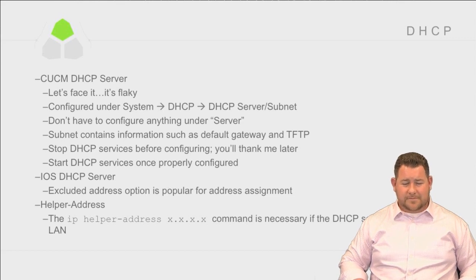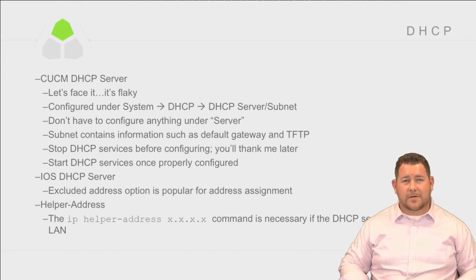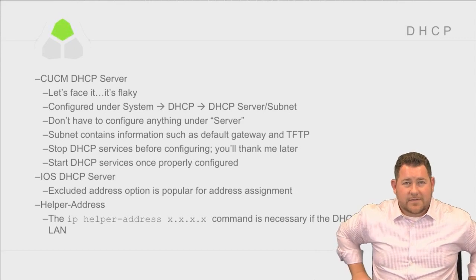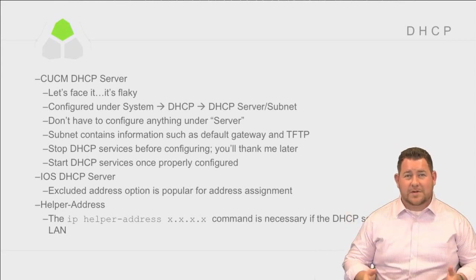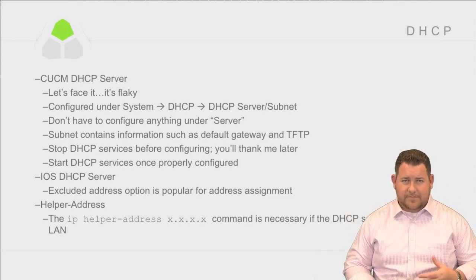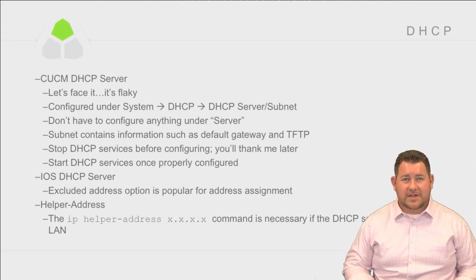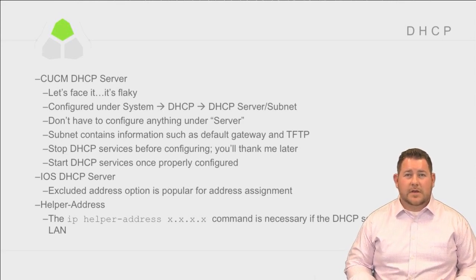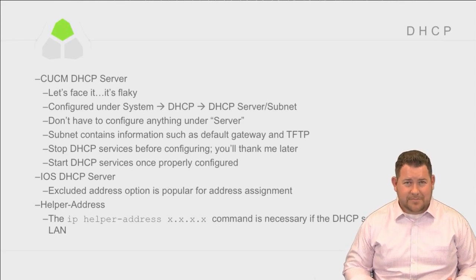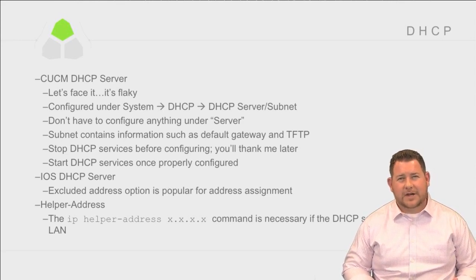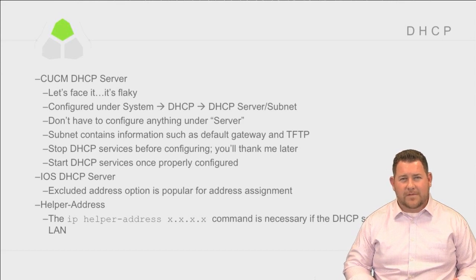First rule of thumb, make sure that you shut down the DHCP monitor service before you configure the CUCM DHCP server. Now, the DHCP monitor service is going to be the service that actually controls the server. So if that service is not running, you won't be able to dish out any IP addresses in DHCP because it won't be working at all. So it seems counterintuitive then to actually shut the service down before you configure it.